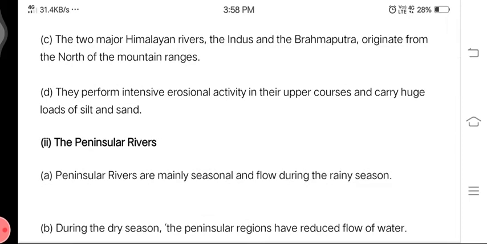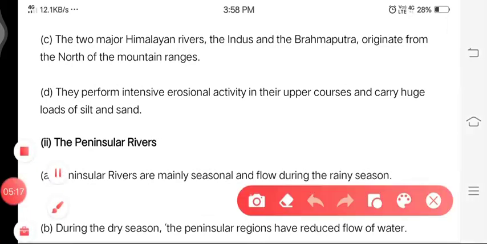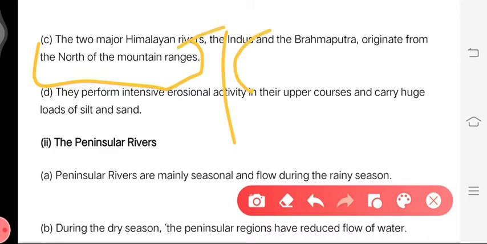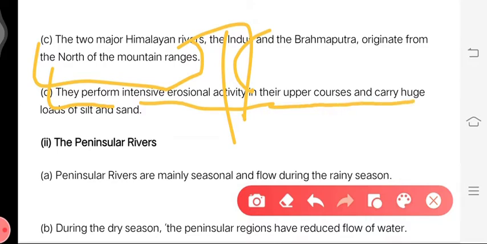The next point is that the two major Himalayan rivers, Indus and Brahmaputra, originate from the north of the mountain ranges. They perform intensive erosional activities in their upper course and carry a huge load of silt and sand.